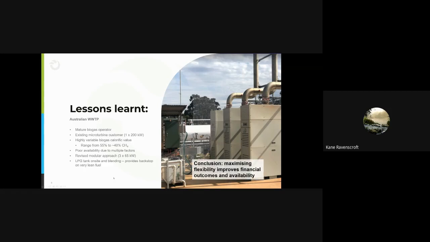So the conclusion there was really maximising flexibility, both from the fuel point of view, but also the modularity point of view was critical to make sure there was uptime and availability. So quite often in a lot of projects we look at, the customer will try and select the largest single generator they can, but then they've got a single point of failure and a single point of failure in their business case.